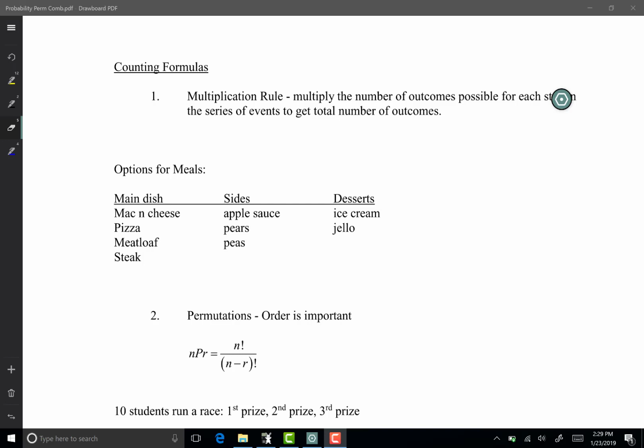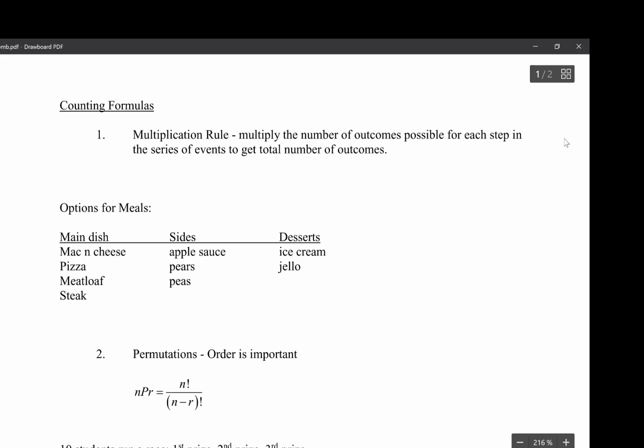Okay, in this section, we're going to talk about the counting formulas. There's three important counting formulas we're going to talk about. The first one is the multiplication rule. This is where we just multiply the number of possible outcomes for each series of events.